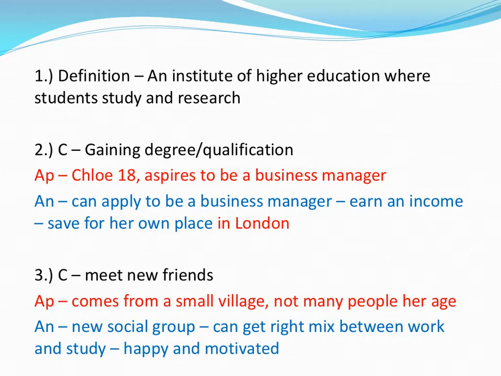And therefore, if she's got that right mix, the benefit from that is that she potentially would be happy and motivated at university. Now, if this was your answer, we can see from the different colours, with black being content, red being application, and blue being analysis, that there is a good amount of all of that. And with good application, good analysis, that is going to get us high marks.